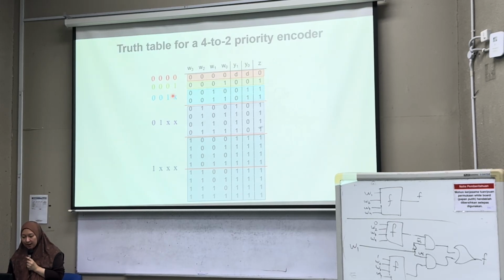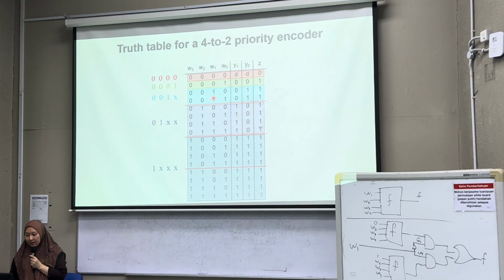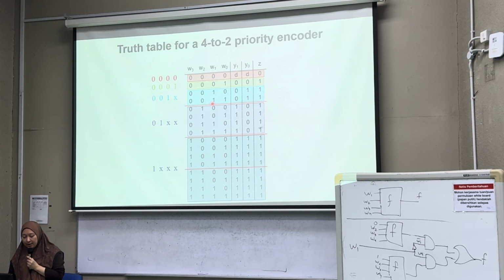0, 0, 0, 1, x, we don't care. Okay, we don't care what w0 is, because w1 is the most significant bit with the 1. Right? W1 is the most significant bit with the 1, so we don't care what w0 is. So y0 is 1. Right?